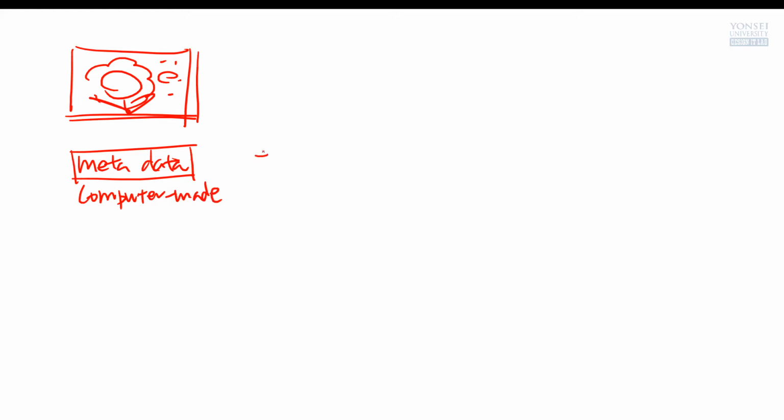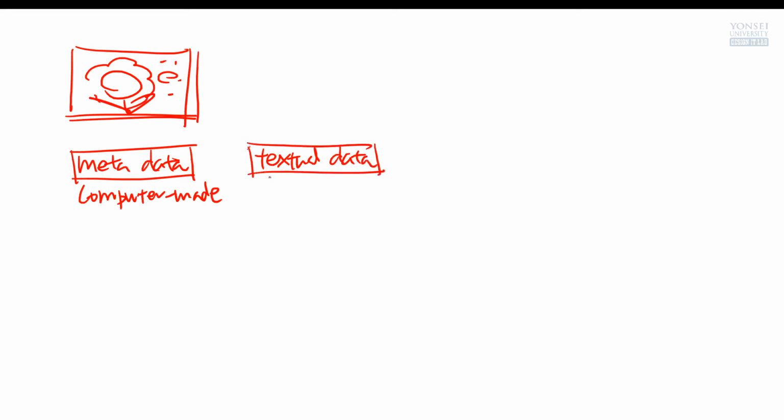Let me clean up this image and let's take a look at the more advanced part. Here is an image, right? Sorry for the ugly image. Anyway, here is an image, and the metadata I told you about, the computer-generated metadata, is here. This is computer made, computer generated, and also there is some kind of textual data.